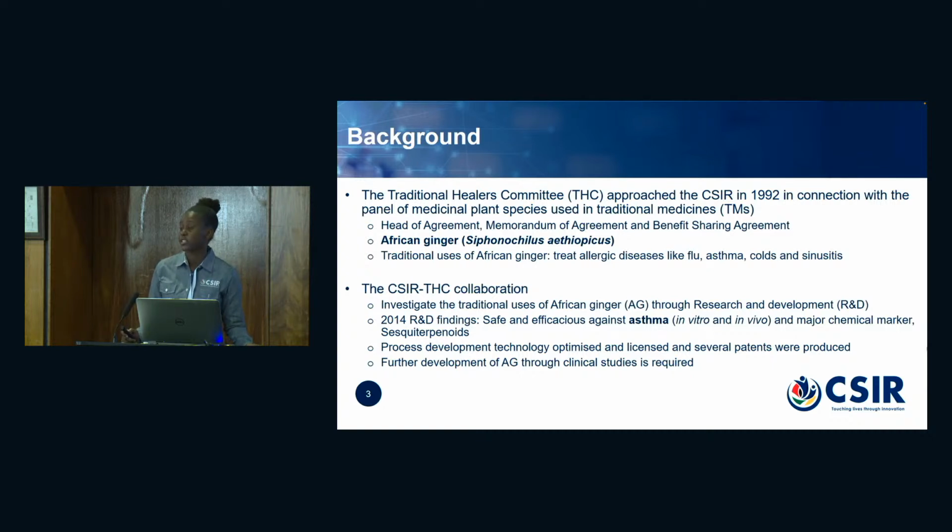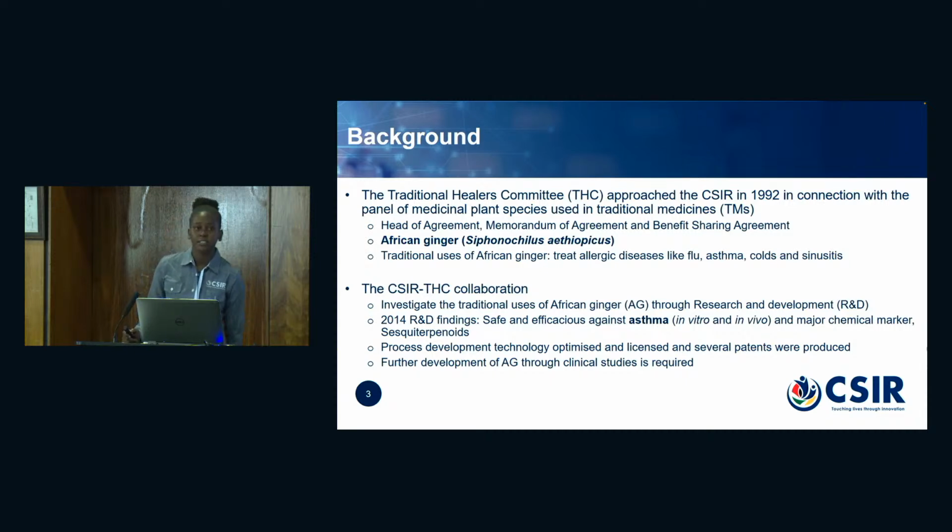According to the Traditional Healers Committee, the medicinal traditional uses of African ginger are in the treatment of allergic diseases like flu, asthma, colds, and sinuses. This collaboration led to the investigation of the traditional uses of African ginger through research and development. In 2014, CSIR conducted a study where they found that African ginger is safe and efficacious against asthma through in vitro and in vivo studies.